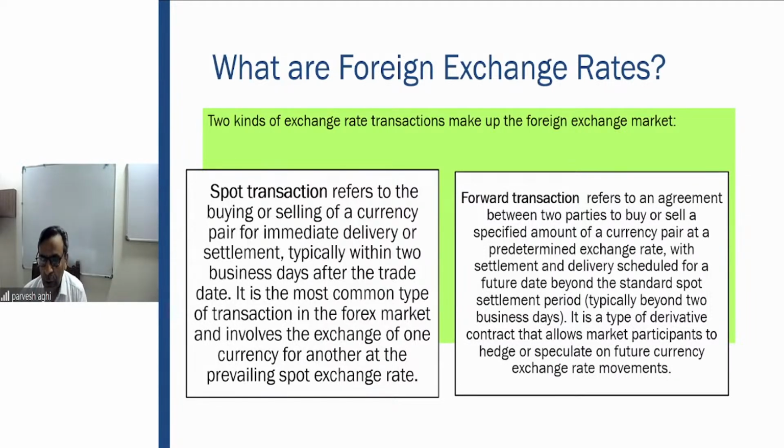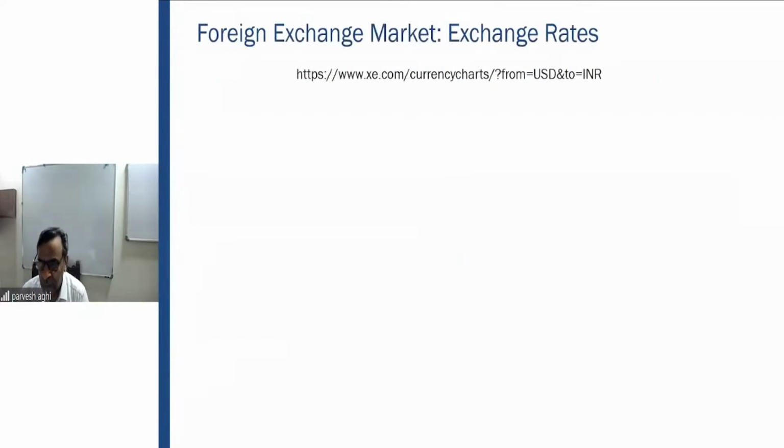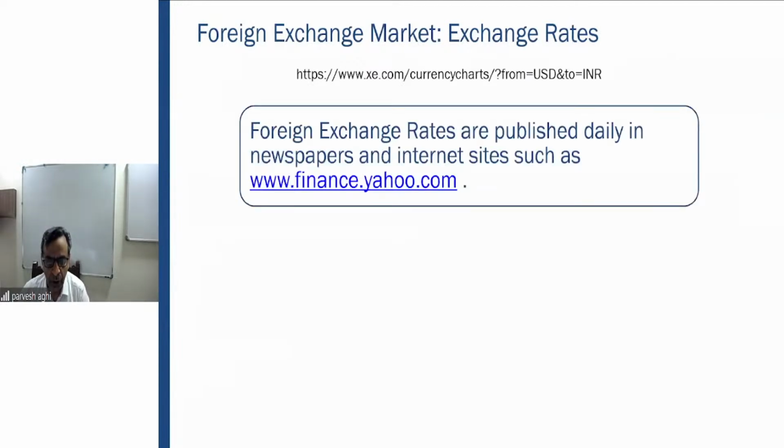So in that case, I will go into the forward market and buy any currency of my choice. If I'm an importer, I may buy dollars or yen or euros. So this is called a forward transaction. We'll understand this more in detail later on.